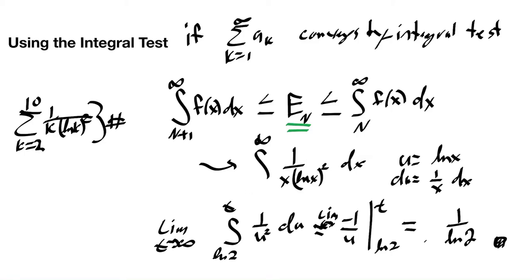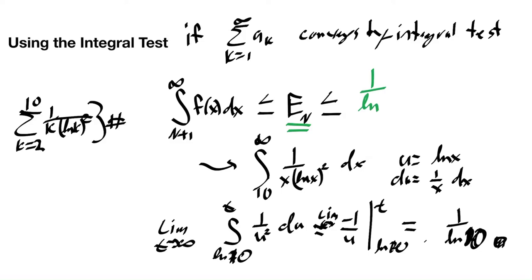Well, I know that that number is less than what I would get if I put 10 in here, which would make this a natural log of 10. And so I know that my error now is less than 1 over the natural log of 10. And by the way, I also know that my error is going to be greater than 1 over the natural log of 11. So it kind of gives me some picture of just how close that error is.